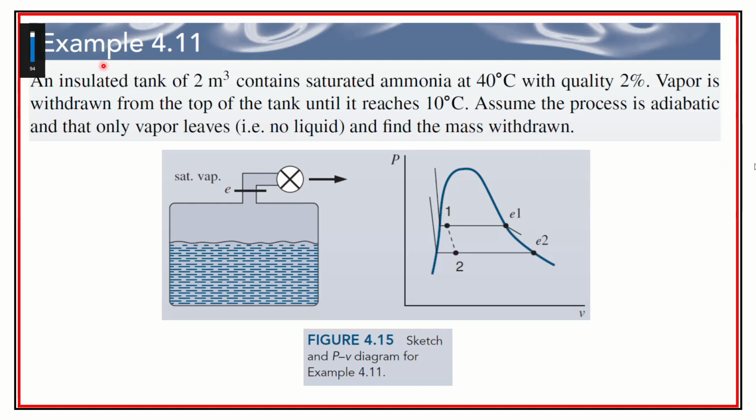Here's example 4.11 out of Bernanke. We have an insulated 2 cubic meter tank, and it contains ammonia. Ooh, you don't want to be around this thing. It's at 40 degrees Celsius, and it has a quality of 2%, so it's saturated. The vapor is withdrawn, so sticking it out of the tank. This is the transient process part, until it reaches 10 degrees Celsius.